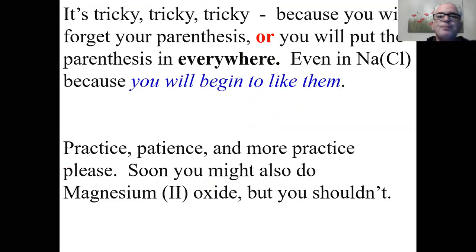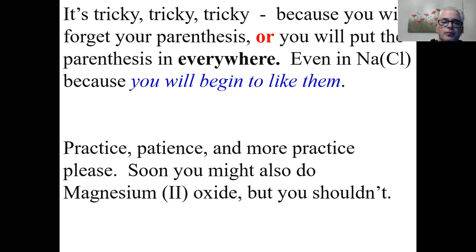We're going to do some more. But you've got to be careful because you only need parentheses when you need them. Soon you're going to put parentheses everywhere, even in NaCl. You're going to learn to like parentheses. You might write magnesium Roman numeral 2 oxide. Remember that? We don't need Roman numeral 2s for that. We're not going to need parentheses. All of a sudden, they're going to be everywhere.